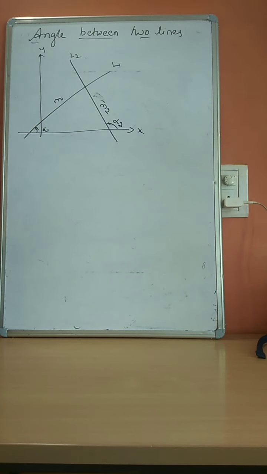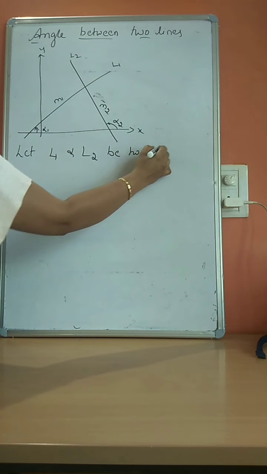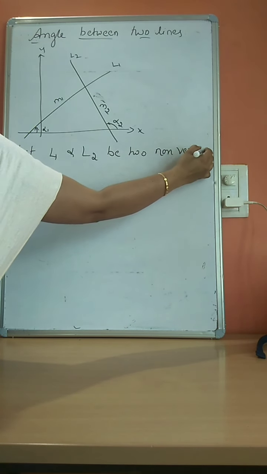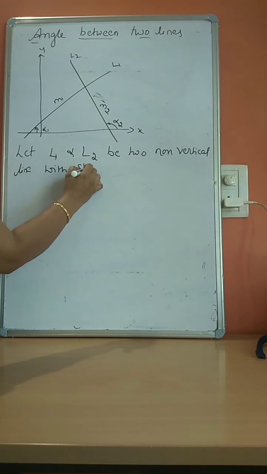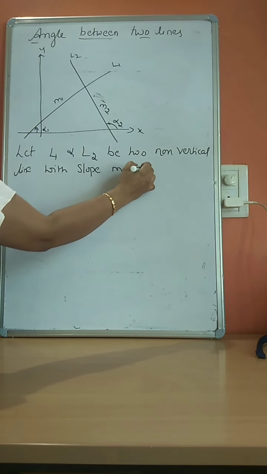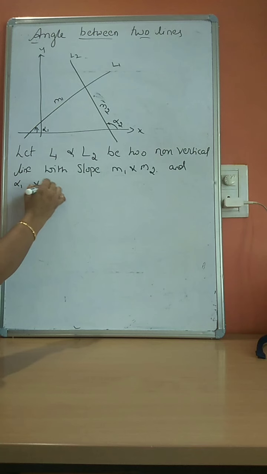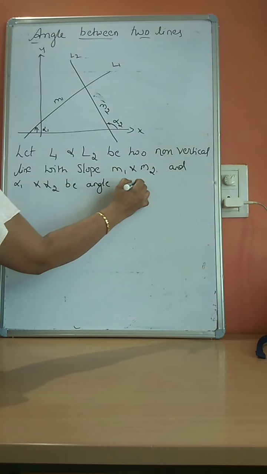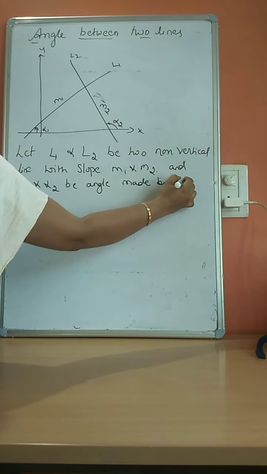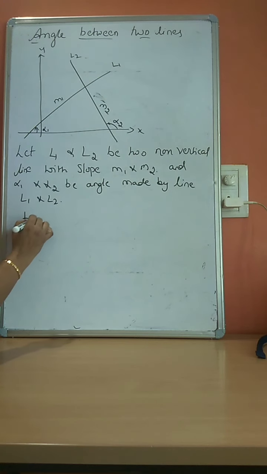Then you have to remember, let L1 and L2 be two non-vertical lines with slopes m1 and m2, and alpha 1 and alpha 2 be the angles made by lines L1 and L2 respectively. Hence, see, slope m1.